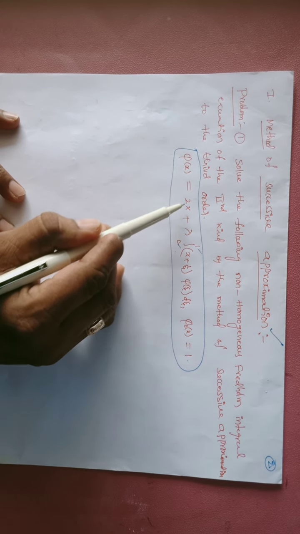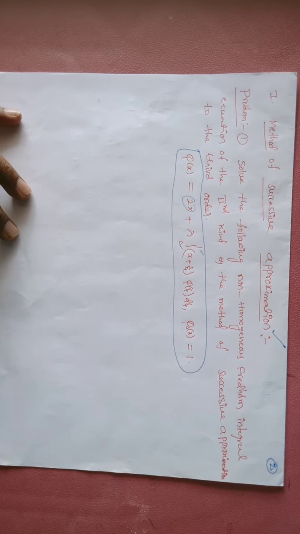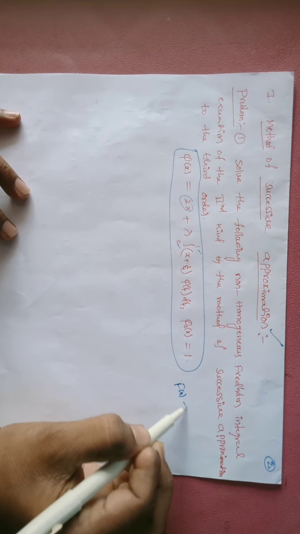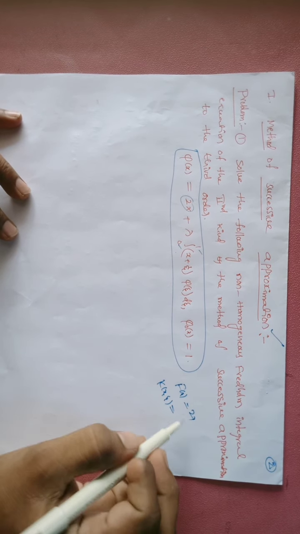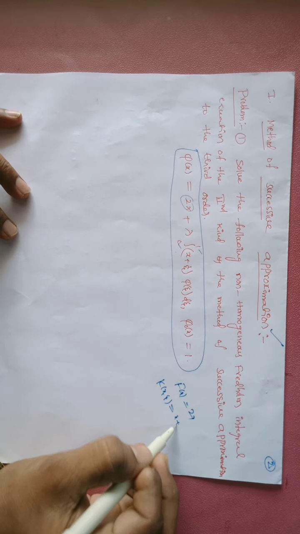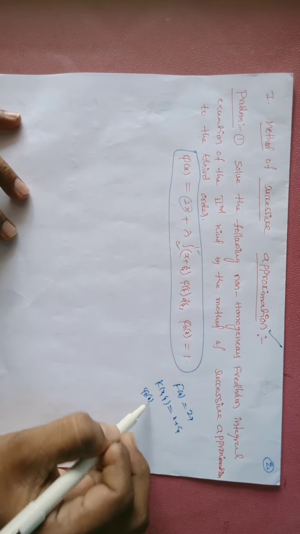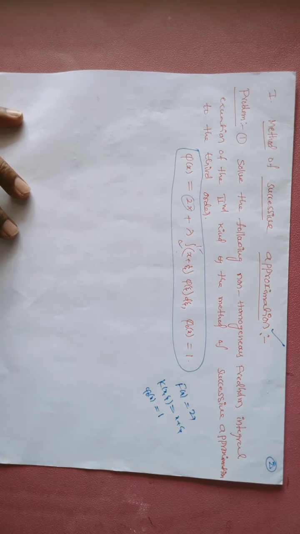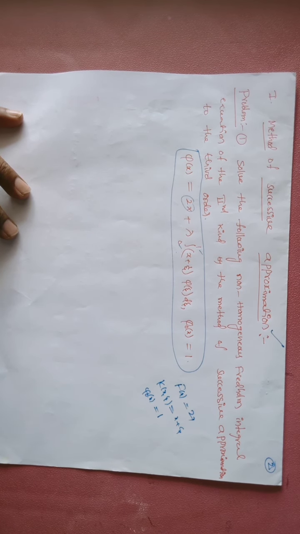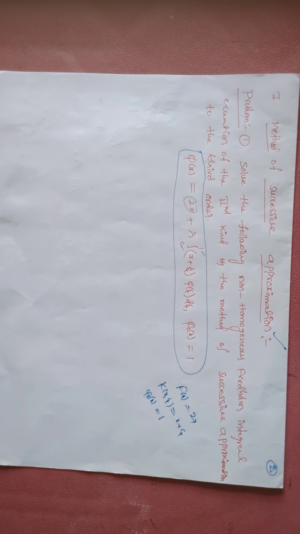Phi of x is equal to 2x, f of x is equal to 2x, and the kernel k of x, xi is equal to x plus xi. Then the first approximation, phi naught of x, is equal to 1. So comparing this equation with the non-homogeneous Fredholm integral equation of second kind.